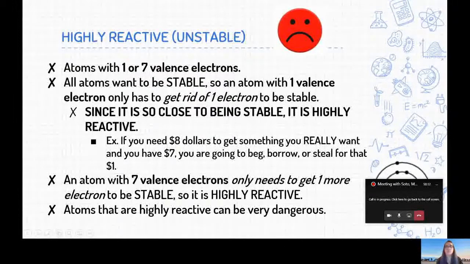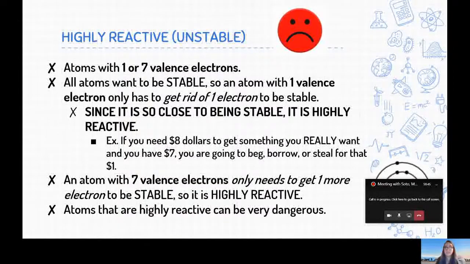Then we have the extremely unstable. So those are when they are either furthest away or closest to a full shell. So if they only have 1 valence electron, they need to get another 7 electrons in order to be happy. That's a lot of electrons. It's harder to find somebody that will match with you then, right? So those are going to be the extremely reactive ones, the ones that will have the most reaction whenever we have any issues, right?